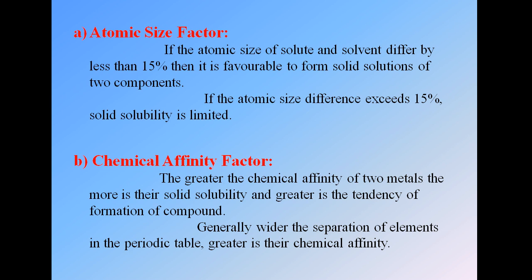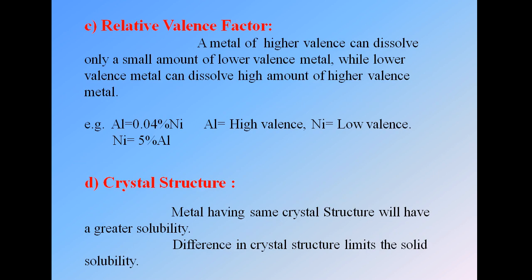Okay, so in the last statement we can see, generally the wider the separation of elements in the periodic table, the greater is their chemical affinity. In the next slide, relative valency factor. A metal of higher valency can dissolve only a small amount of lower valency metal, while a lower valency metal can dissolve a high amount of higher valency metal. In the example you can see, aluminium is equal to 0.04% of Ni, that is nickel, and below we have Ni is equal to 5% of aluminium.